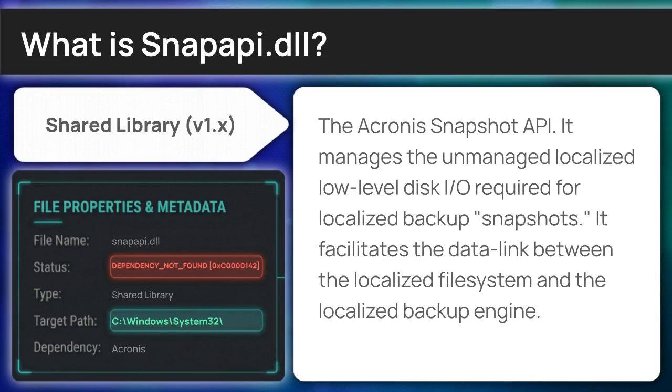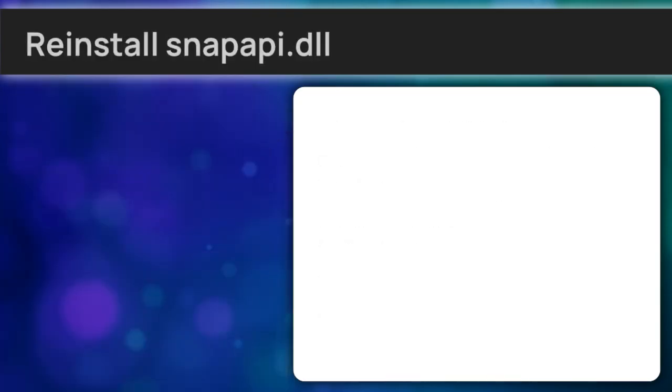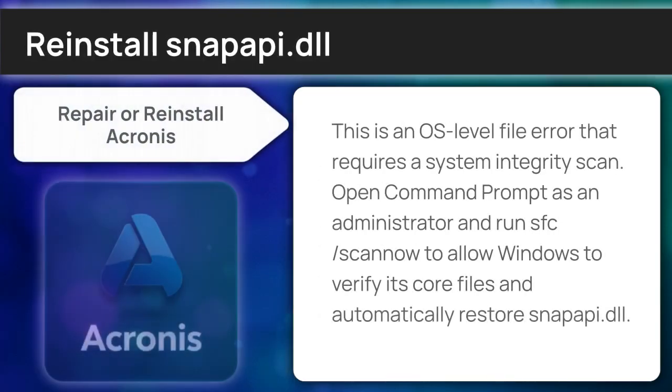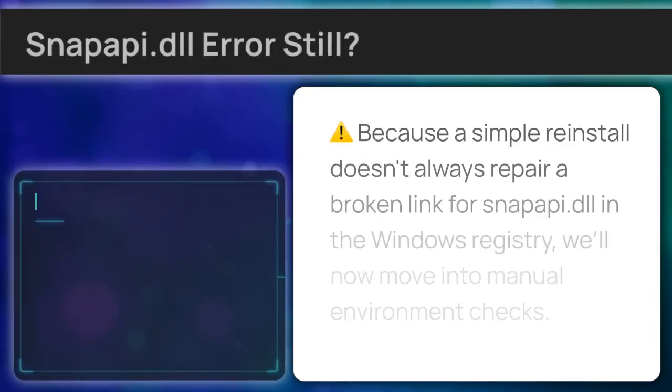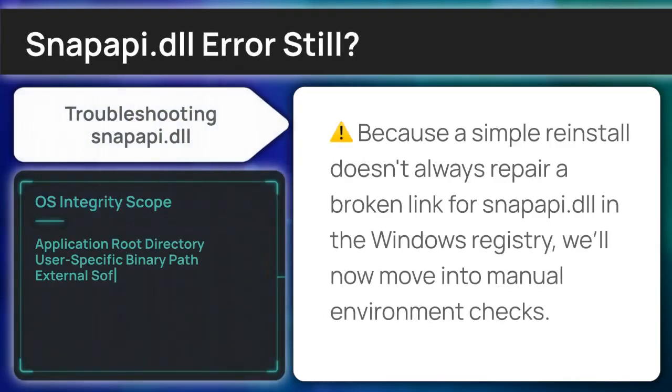Let's transition to the solution, starting with the official Microsoft redistributable. This is an OS-level file error that requires a system integrity scan. Open command prompt as an administrator and run sfc /scannow to allow Windows to verify its core files and automatically restore Snapapi library DLL. If a standard reinstallation doesn't restore the library, we need to verify if the system environment is properly recognizing the new components.